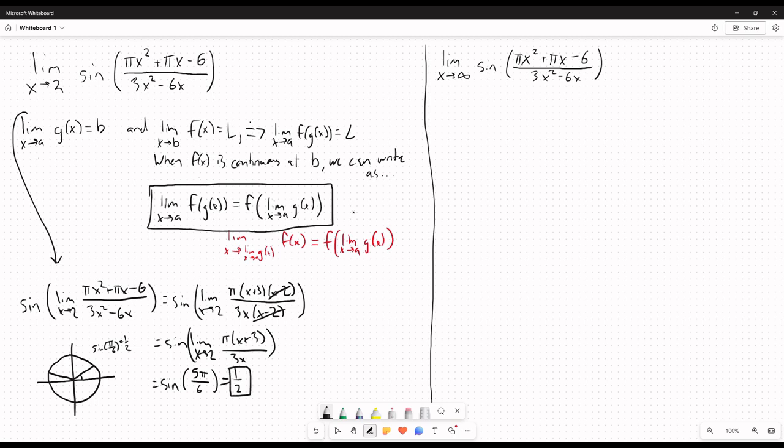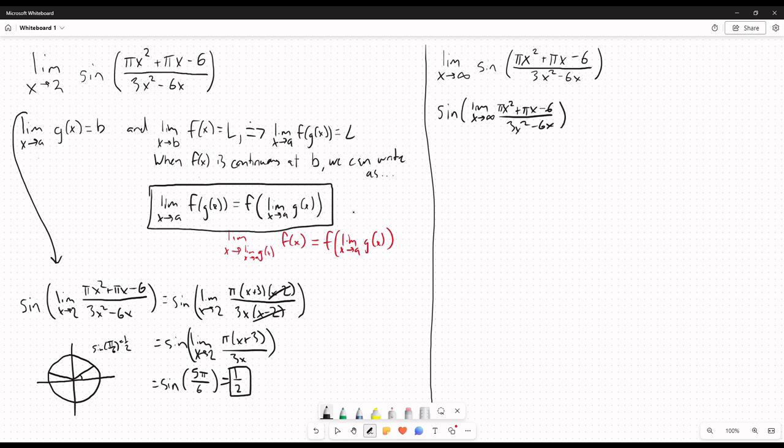Okay, so as we saw, even though this looked intimidating, all we had to do was move the limit inside the sine, and then we were able to calculate the limit. And we can do the same thing with infinite limits, so let's go ahead and do so. The very first thing we're going to do is move the limit inside, of (pi x squared plus pi x minus 6) over (3x squared minus 6x).